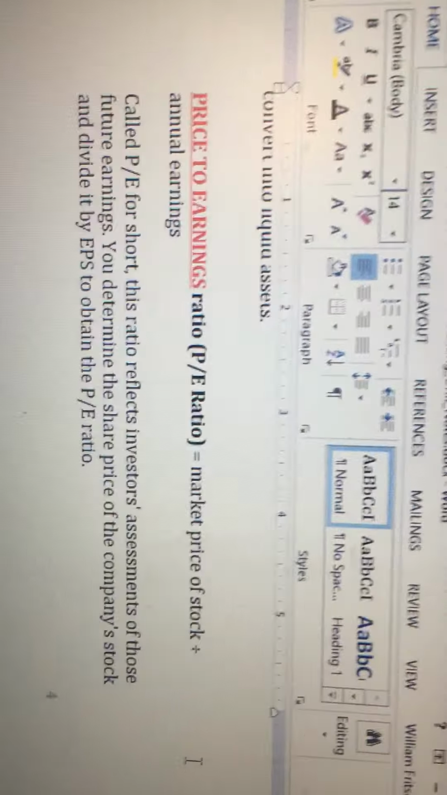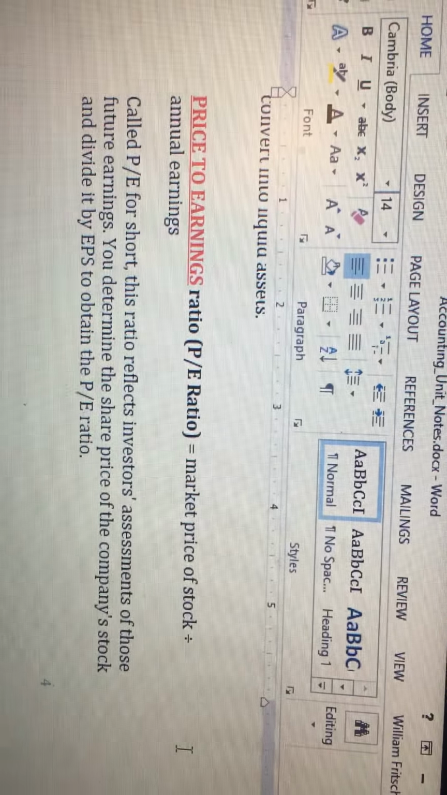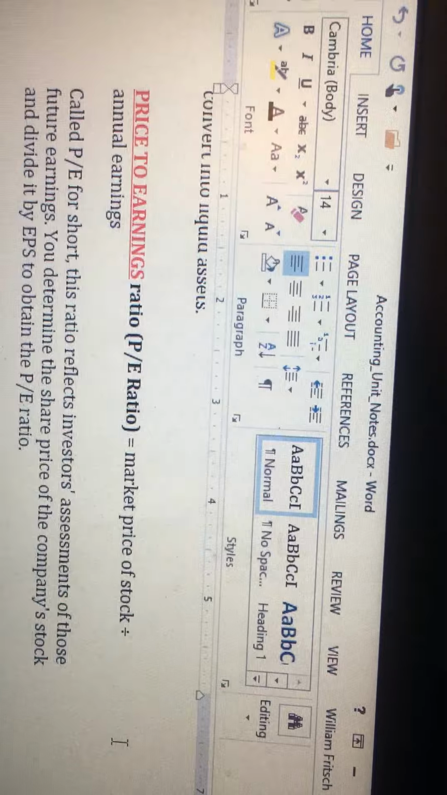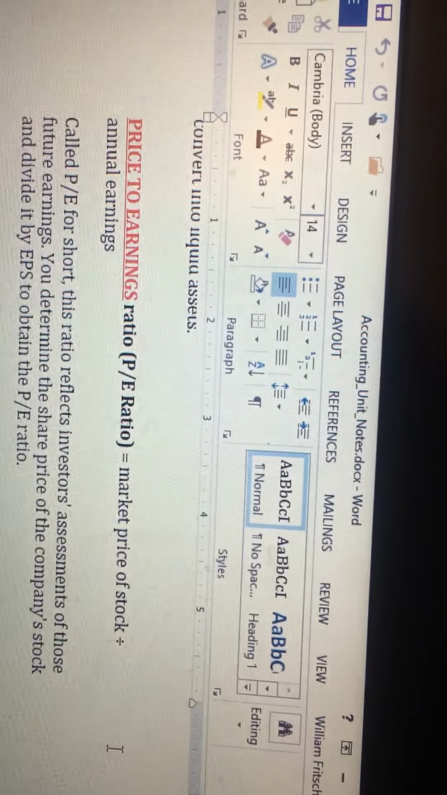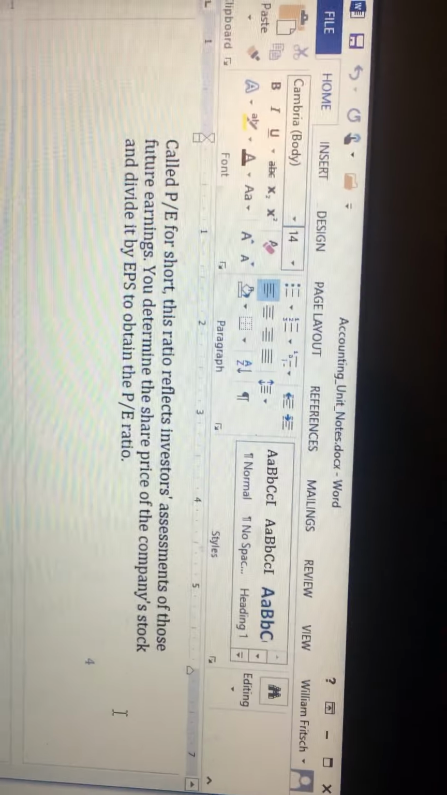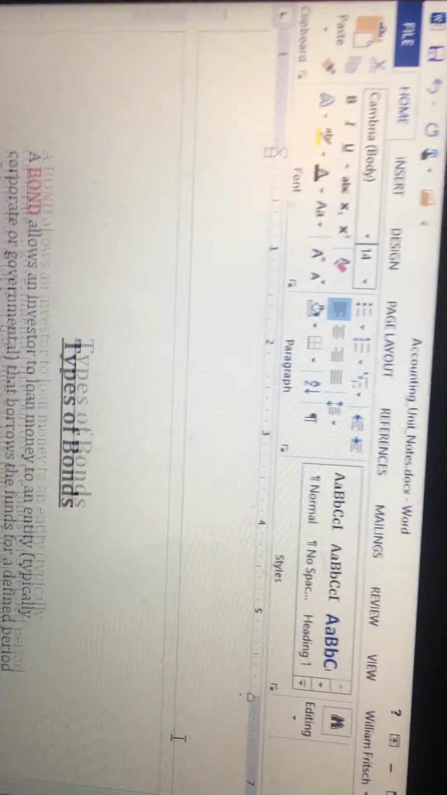The next one that I mentioned is the price to earnings ratio, or the PE ratio. That is when you take the market price of your stock, whatever it's trading at on the stock exchange, and you divide it by your annual earnings. And that gives you your P/E, or your price to earnings ratio. That's an important one to compare against other companies in your same industry.